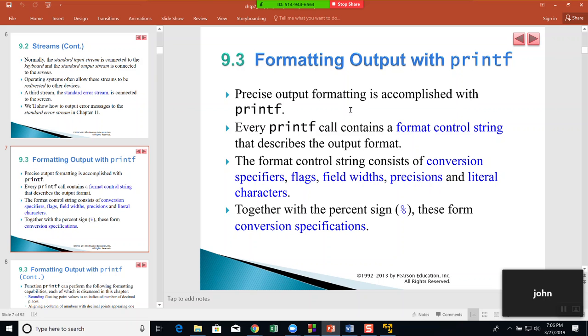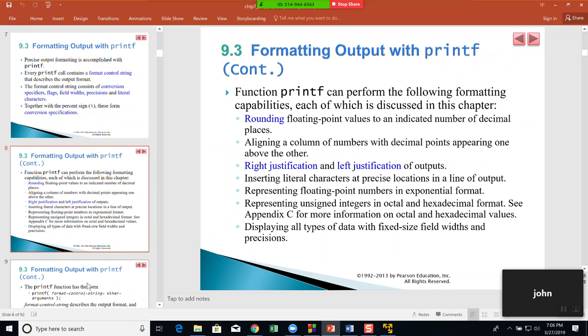Precise output format is accomplished with printf, which you've seen. You need a format control string. It can include conversion specifiers, flags, field widths, precisions, and literal characters. Together with the percent sign, these form the conversion specifiers. We've seen those already, like %d for decimal integer.